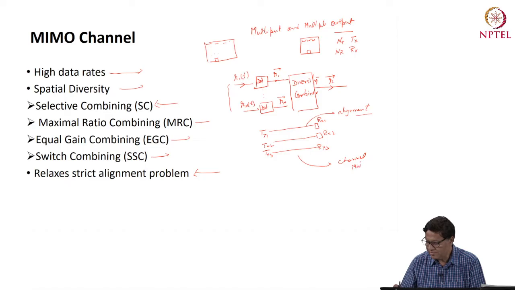And even if there is misalignment, if you know the channel matrix, you can do some sort of electronic processing and try to correct it. Because once you know the channel matrix, those crosstalk elements can be found out and you can subtract them, and some electronic processing can be done so that your strict requirement of alignment is done away with. So this is another example of having a MIMO channel.